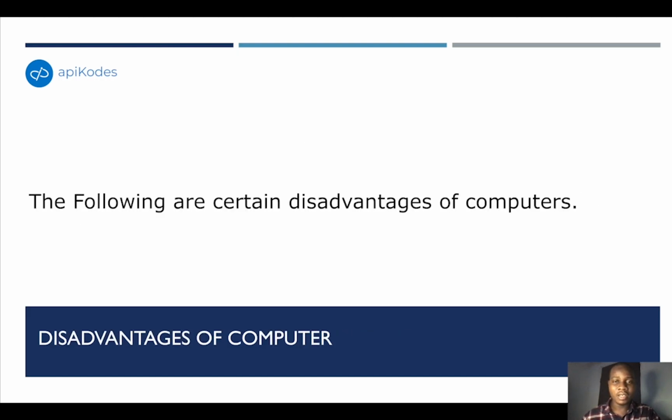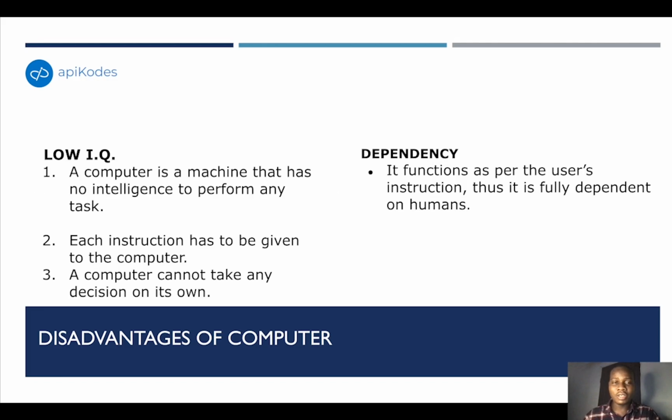You get now. So let's go down to disadvantages of computer. One of the major disadvantages of computer is low IQ. Computer just works on garbage in, garbage out. So whatever you put into the computer is what it is going to process and give you as output. It doesn't have any intelligence when it comes to work. So you have to give it an instruction. It cannot make decisions on its own. A computer cannot just think about something.